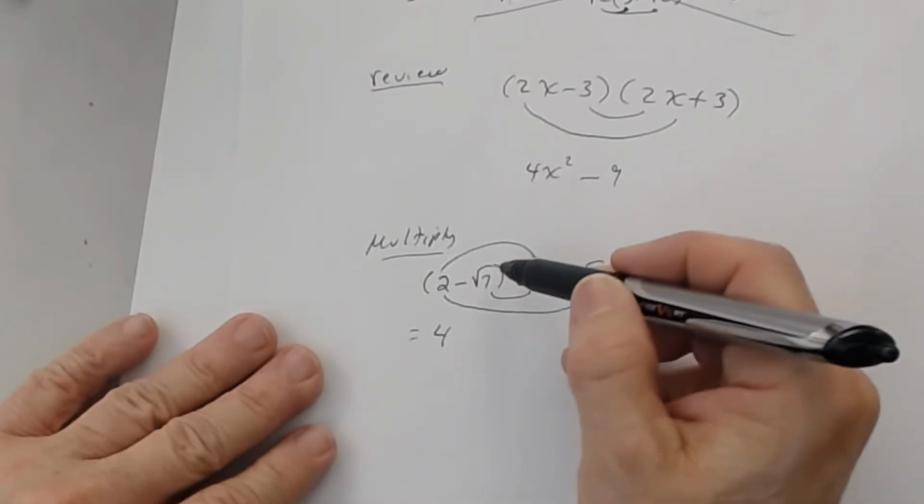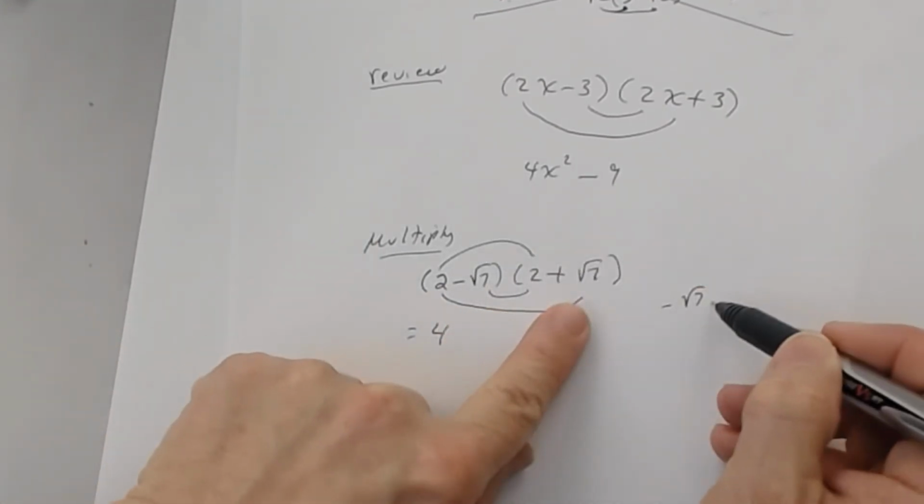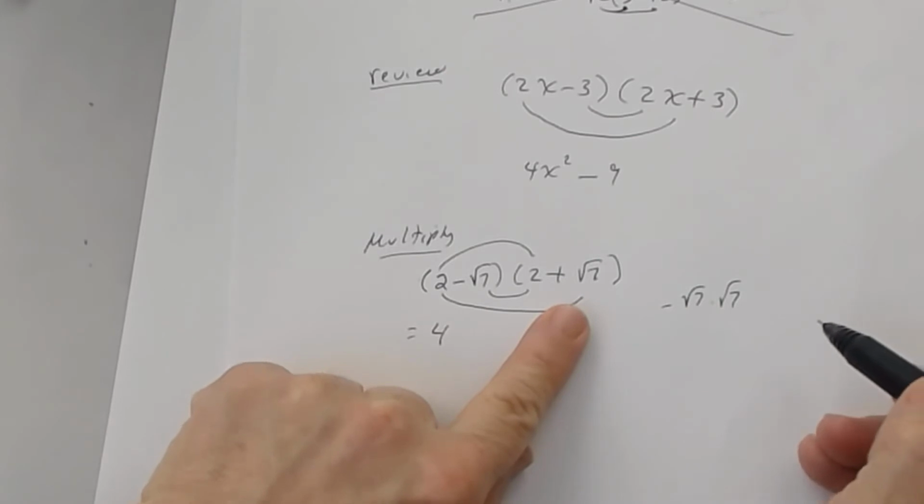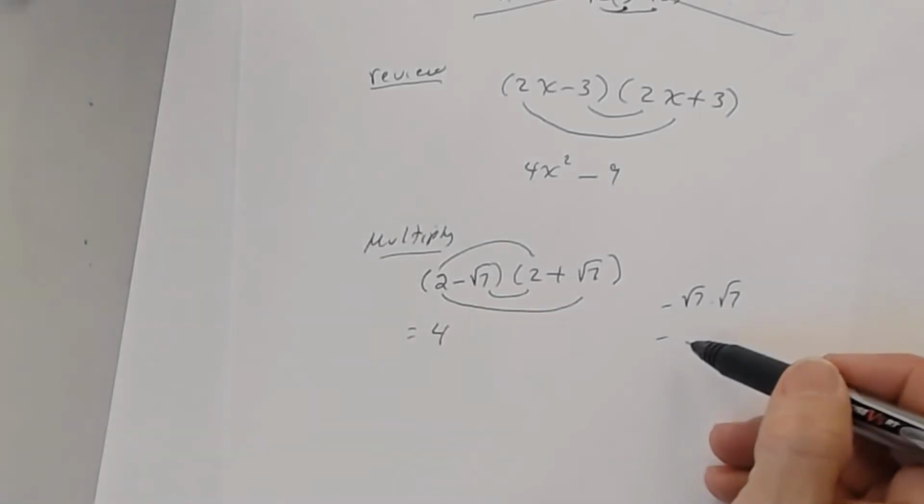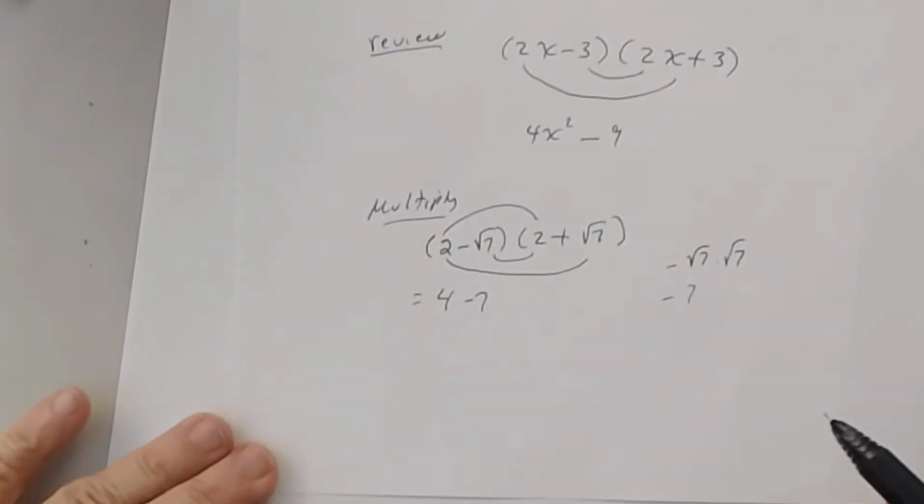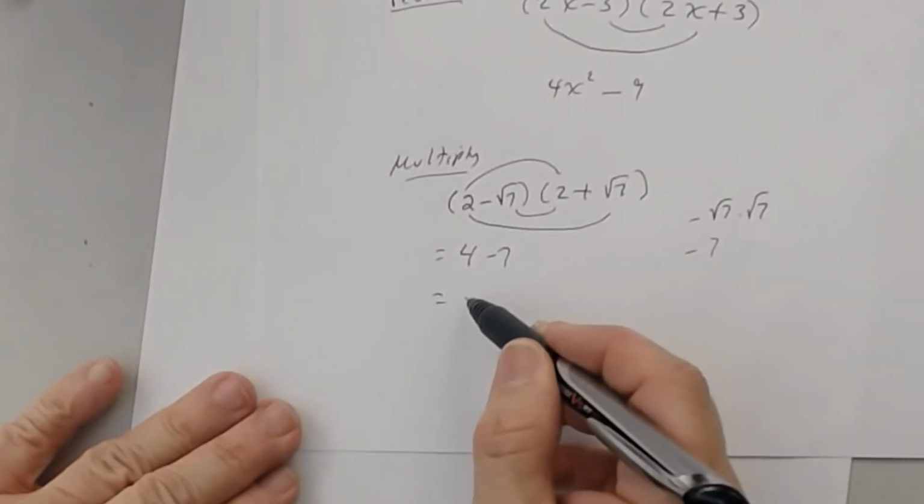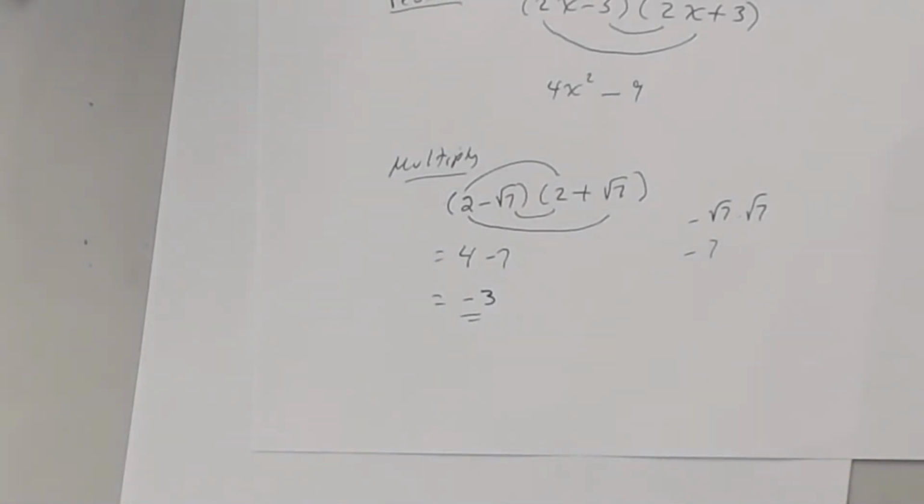Now, look at the last. A negative square root of 7 times a positive square root of 7. You get a negative what? It is square root of 49, but you've got to say what real quick? Negative 7. So it's 4 minus 7? Negative 3. Okay?